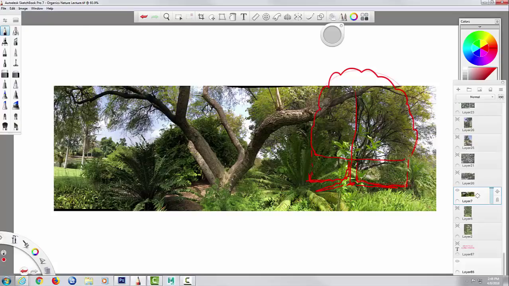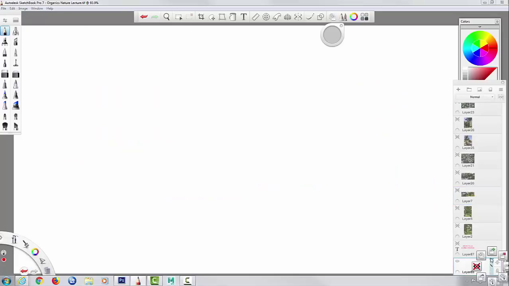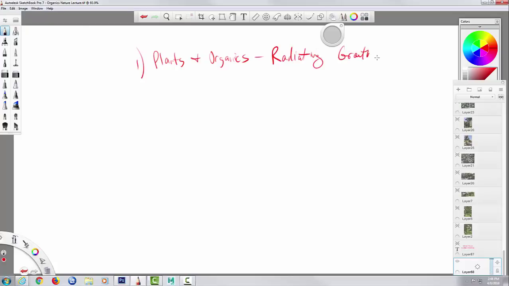So what do I know now? I know that plants grow out. So if I were to write these things down, let's do that real quick. Let me turn that layer off. Let's come back here. Let's add a new layer in the beginning. I know, number one, that with plants and organics, we have a radiating growth. You know, they're growing from a center.